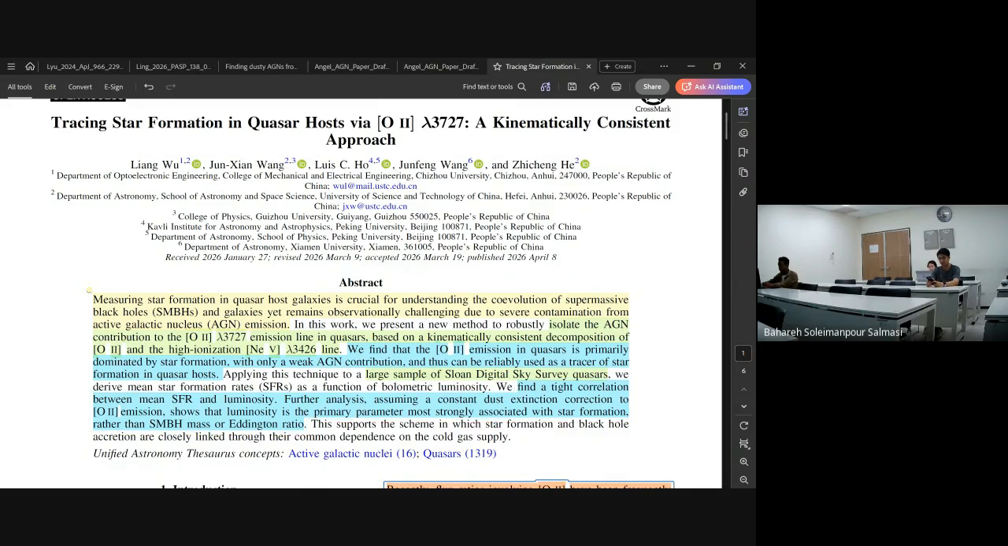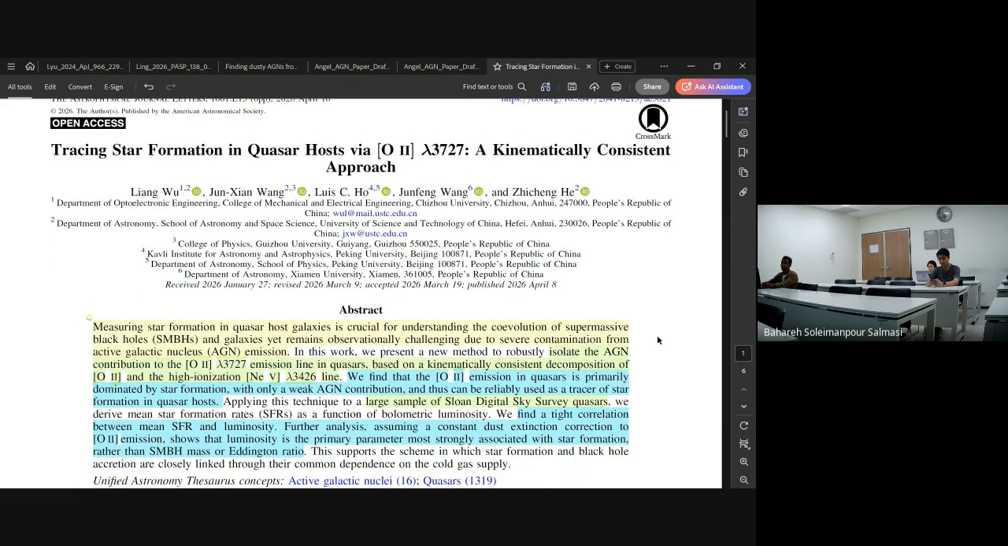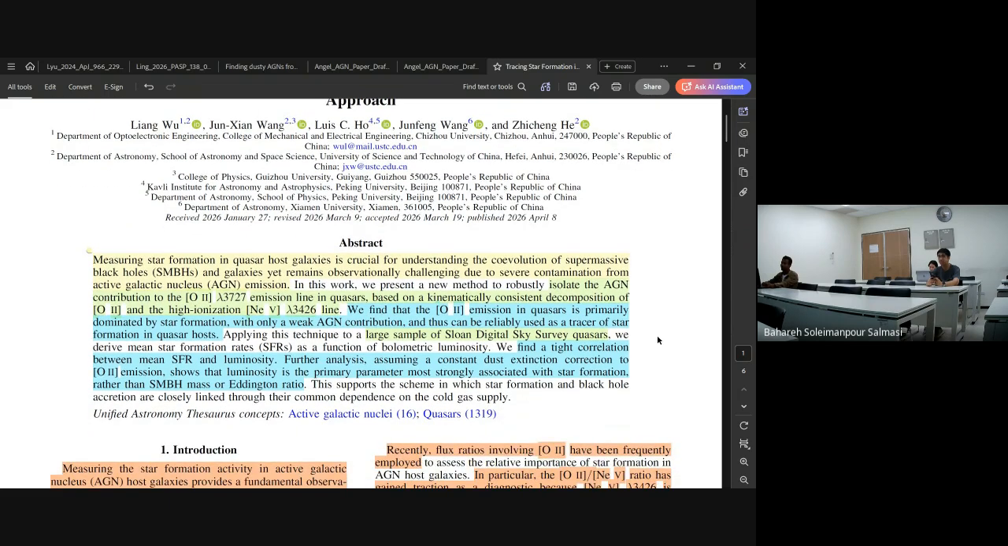Okay, so this is the paper that I'm going to present today. These people are trying to find the star formation rates in quasar host galaxies with the O2 line. This is important to understand the coevolution of supermassive black holes and galaxies, but there's still a lot of uncertainty there.